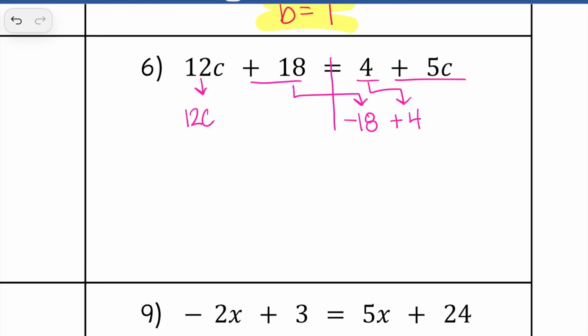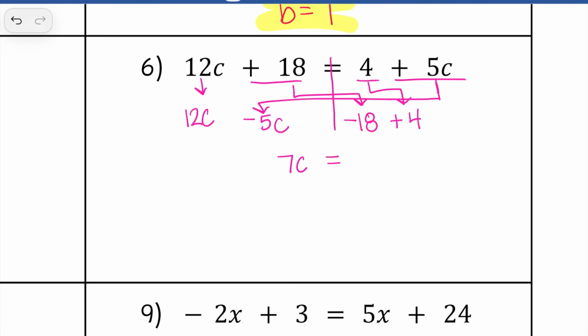And then that plus 5c is on the incorrect side. So it's going to come over here. It's going to change signs and become a negative 5c. We're going to combine our like terms. So I see 12c minus 5c. That gives me 7c. Bring down the equals.